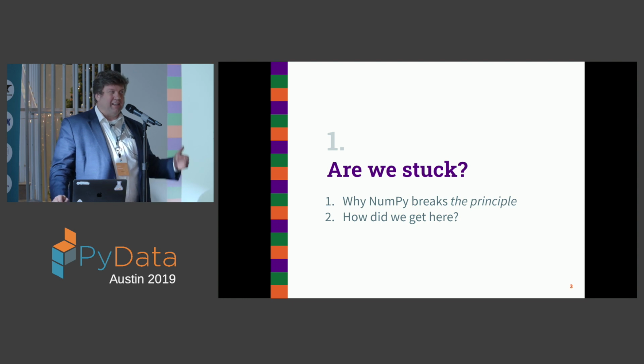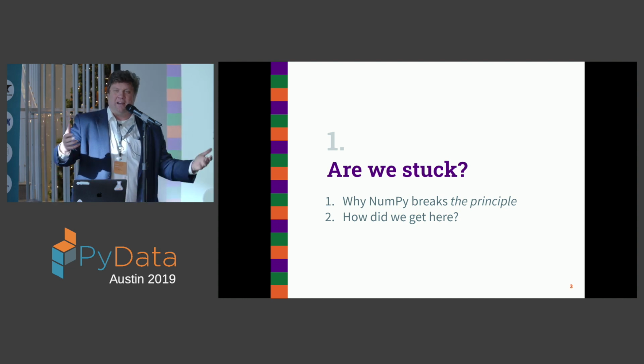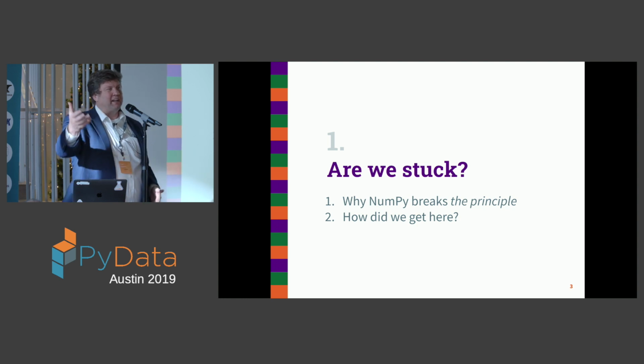So NumPy breaks this principle of separating implementation from interface. A lot of people got this question a lot: I want to use scikit-learn on GPUs. Well, can I just make that happen? Can't you just make a version of NumPy that works on GPUs and have scikit-learn automatically use it?